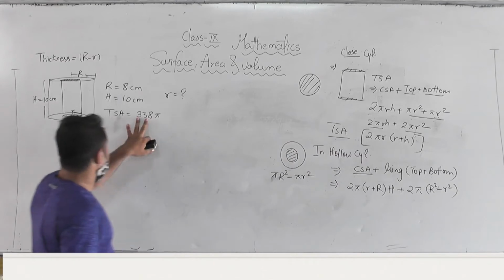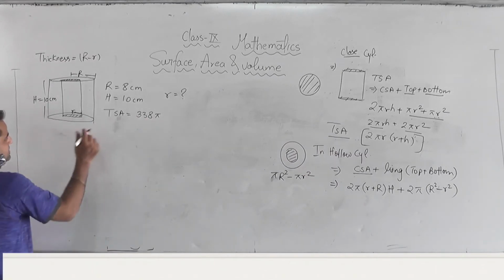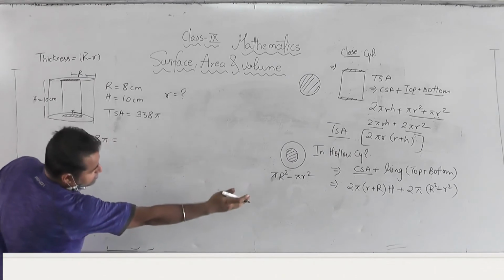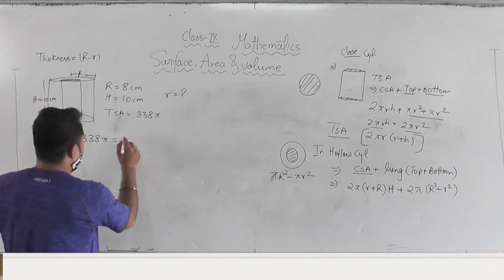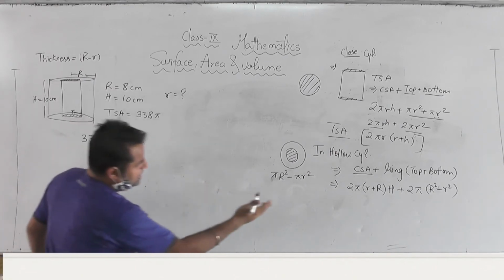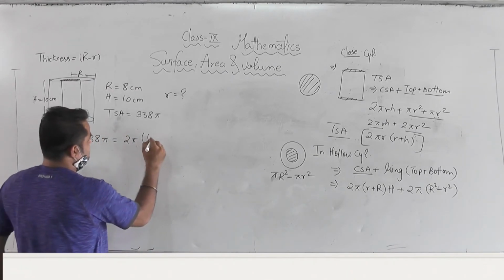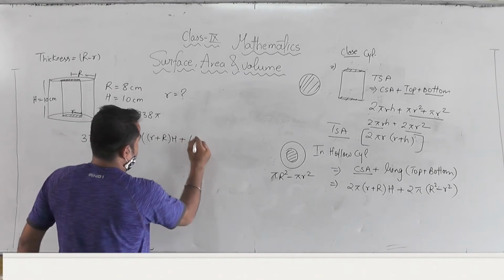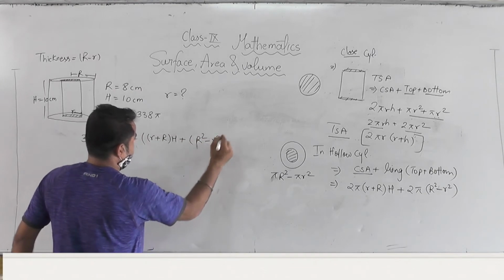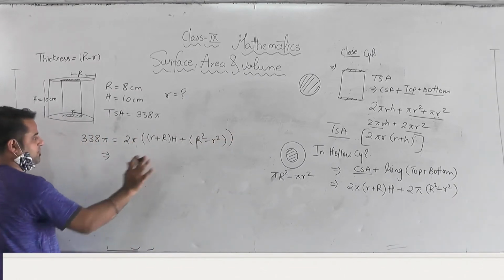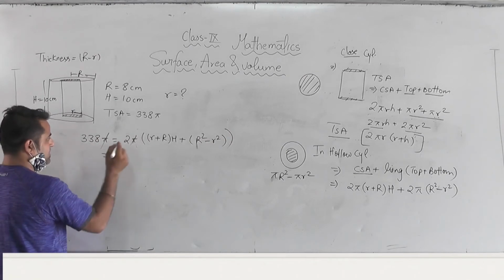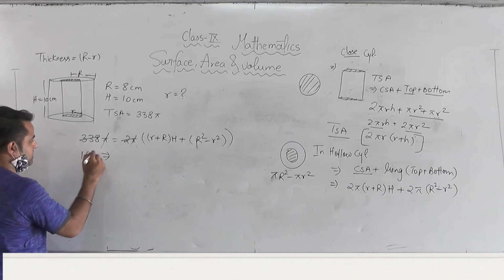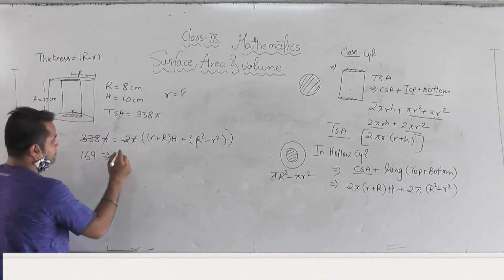Now this is the formula for the TSA of a hollow cylinder. Just put in the values I have given. The TSA is 338π here. Again, we take 2π common, and what remains is (R + r)h plus (R² − r²), capital first and then small. Now just put in the values. 5 will get cancelled with this, and from 2 we can cancel this also. 2 1s are 2, 6s are 12, 9s are 18, so 169 will remain here.